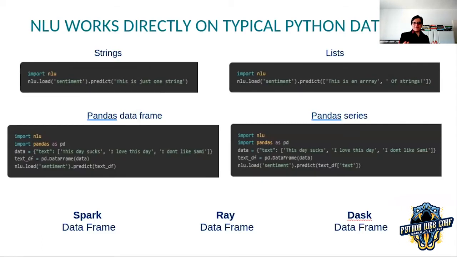And since NLU is truly Pythonic, it works on any typical Pythonic data structure. You can give it strings, you can give it lists of strings, you can give it a pandas data frame, or even a pandas series, so just a column. And if you want to scale to big data, so terabytes of data in a cluster, you can still use Spark data frames, or Ray data frames, or Dask.